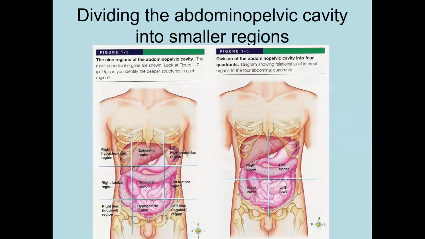Now, dividing the abdominopelvic cavity into smaller regions is important, especially when somebody gets sick, because where the person feels pain can give you an idea as to what the problem is. So the simplest way of doing this, and I'm going to start over here on the 4-quadrant division, the upper right, upper left, lower right, and lower left. This is the easiest way to define the abdominopelvic cavity. The only thing is you don't get as fine a read on what's going on, okay?